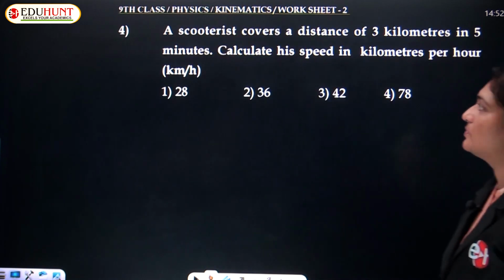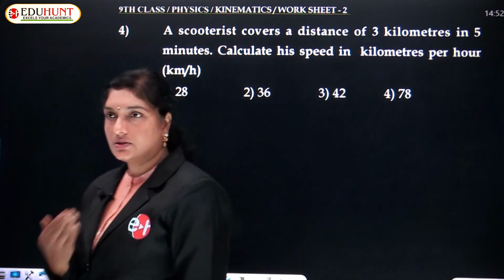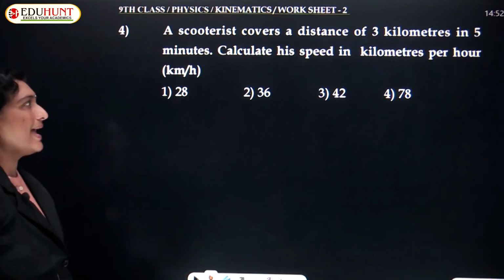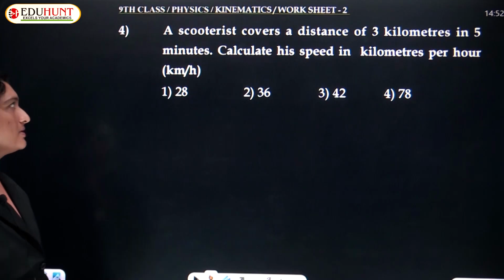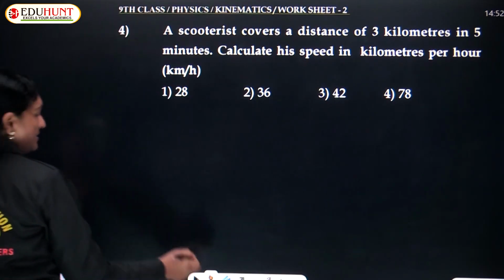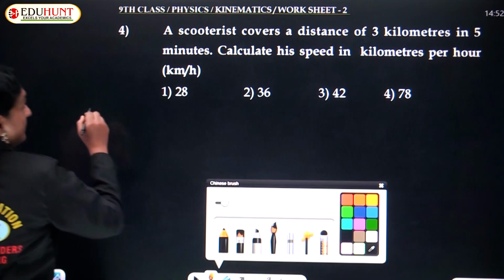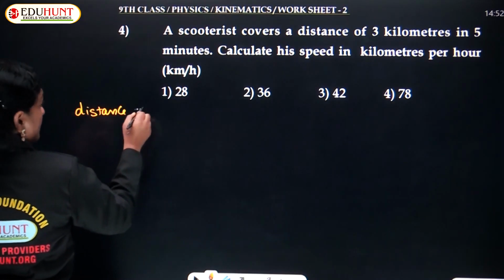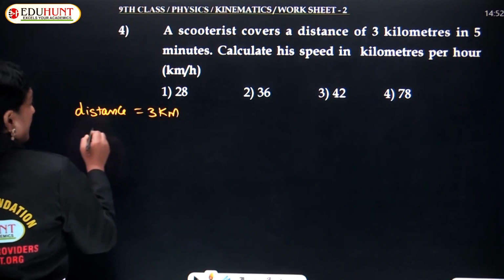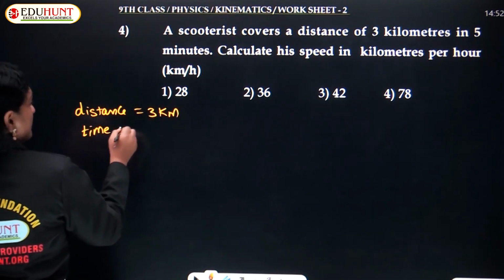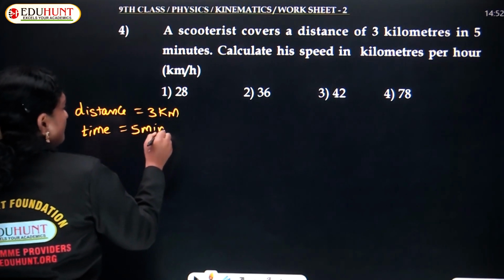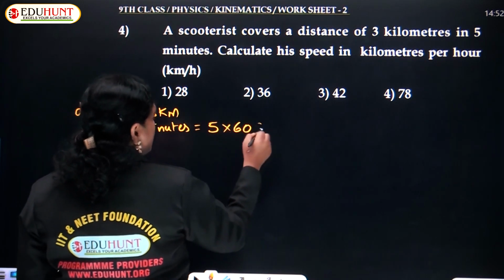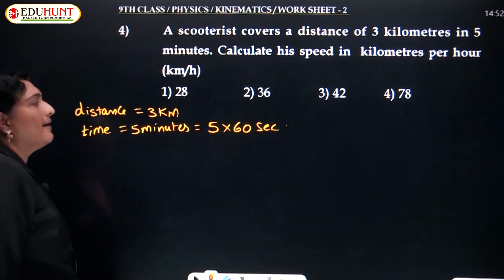So moving ahead with the next one, children. Fourth question. A scooterist covers a distance of 3 kilometers in 5 minutes. Calculate his speed in kilometers per hour. So what is the given data? I have been given that distance covered is 3 kilometers and time as 5 minutes. This 5 minutes can be taken as 5 into 60 seconds. So that must be 300 seconds.